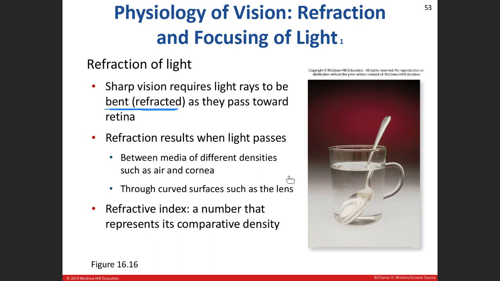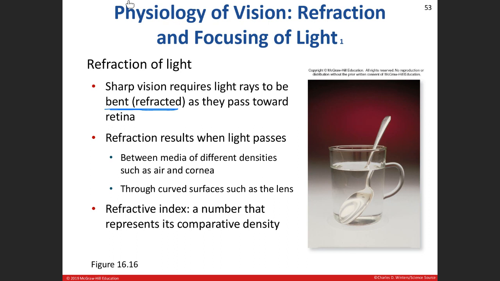So what we're going to see is that light, when it travels through the air, when it travels through a solid, when it travels through a liquid, it gets bent. And when it gets bent, it's going to change the image of whatever we're looking at. And so that's what we're going to talk about.